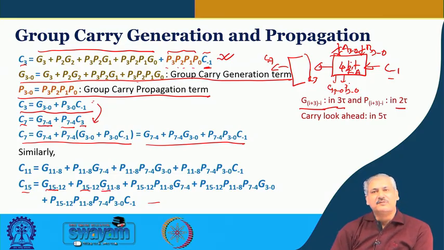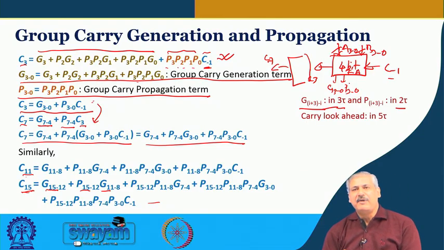This is 3 tau each for their generation. So, the higher of these 2 is 3 tau. Okay. And this 3 tau, and then there is a product, 1 tau, and then finally another ORing. So, after 5 tau you are getting this particular carry here.